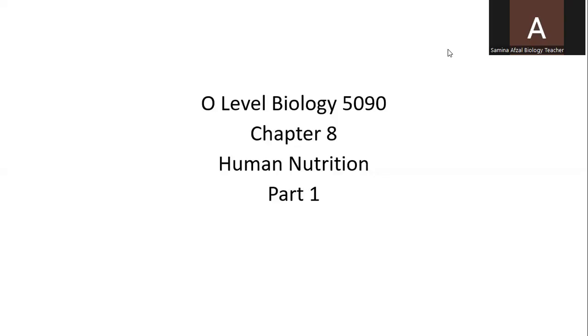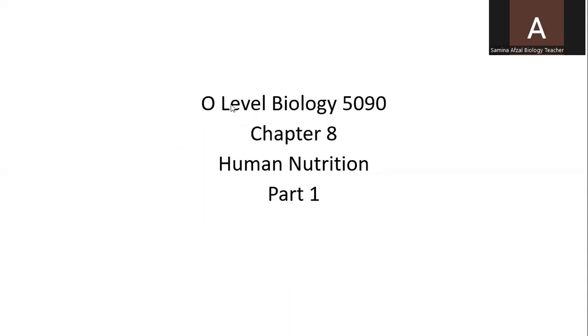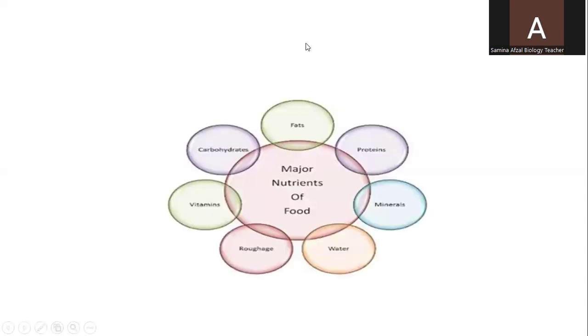Dear students, today we are going to start chapter 8 of O-level Biology 5090, and the topic is human nutrition, part 1. First of all, we will discuss the different types of nutrients. They are carbohydrates, fats, proteins, minerals, water, roughage, and vitamins. All of them should be present in the diet in proper ratio.